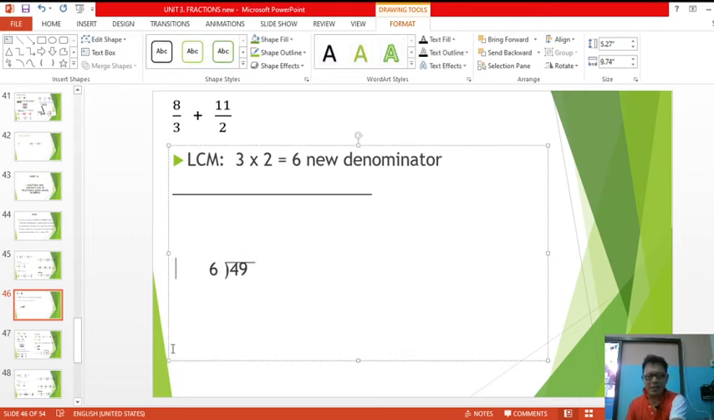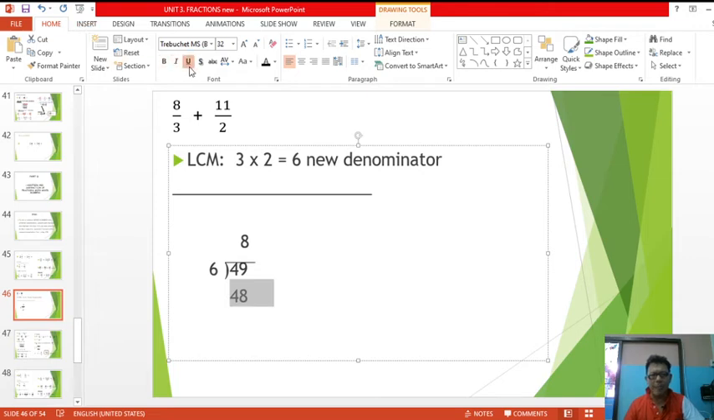The answer here is 8. So 8 times 6 is 48. Then what happens next is we subtract them. Subtract this from 49.